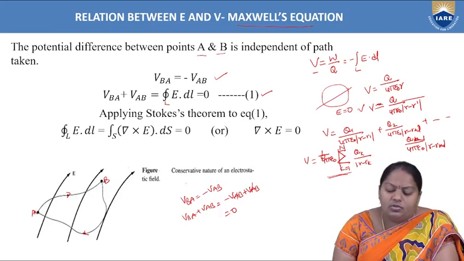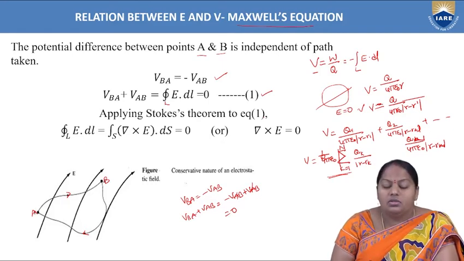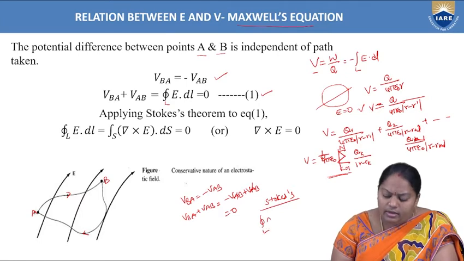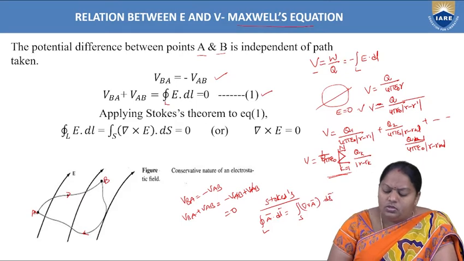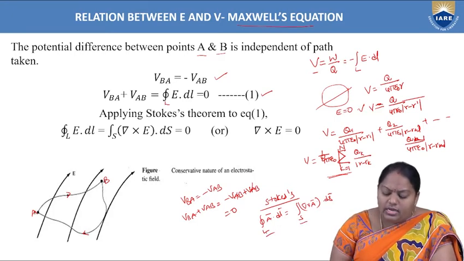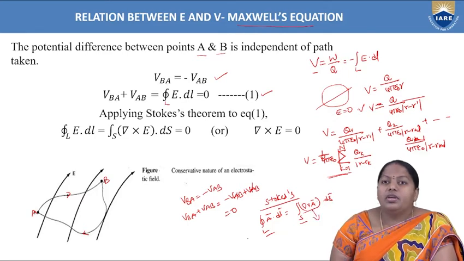Now, let us apply Stokes' theorem to equation number 1. As we know, Stokes' theorem gives the relationship between line and surface integrals, and it is given by the closed line integral L A dot dl is equal to the integral S del cross A dot ds, where del cross A denotes the curl of a vector field.